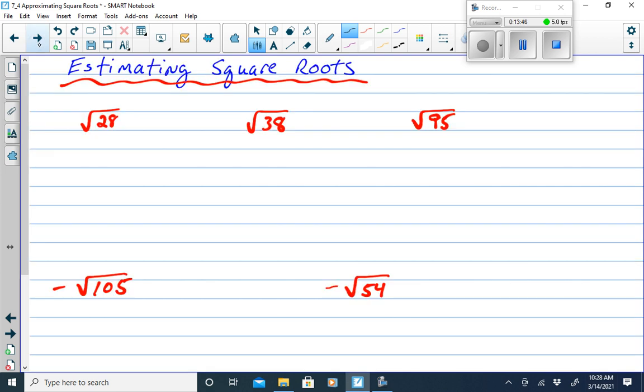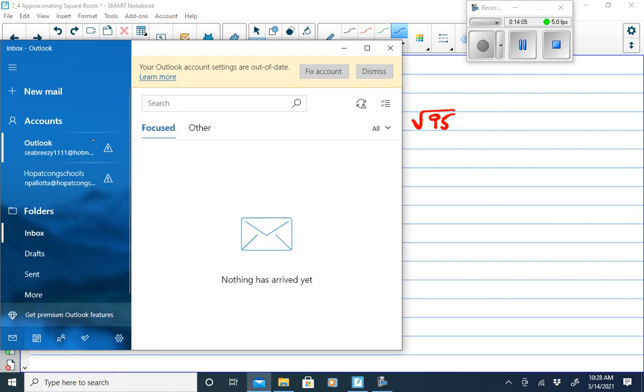Okay, now this page is for you guys to do a little practice. I would suggest stopping the tape and practicing on your own just so that you can get the hang of it, and then maybe restarting the video to see if you did it correctly. All right, but we'll do these 5 examples here. The square root of 28.